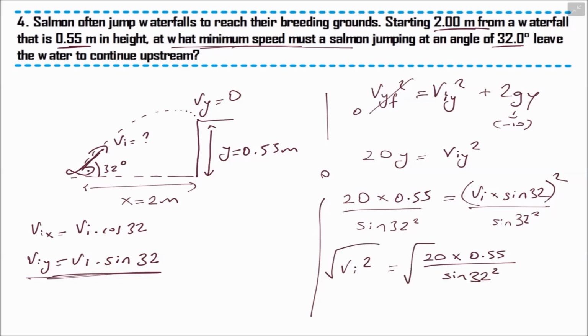Then if we take the root of both sides, v initial will be 6.26 meters per second. Thanks for listening.